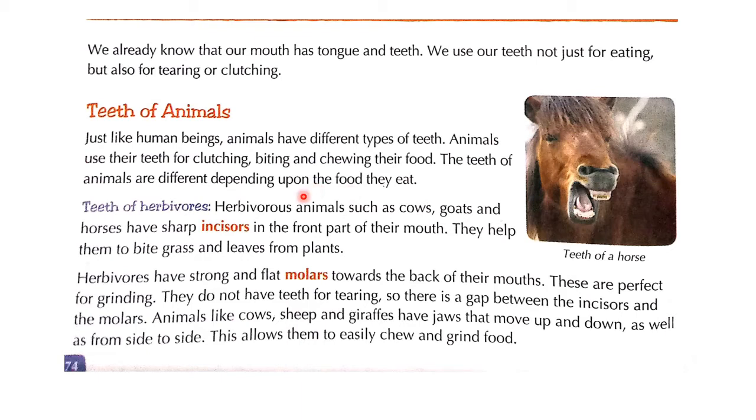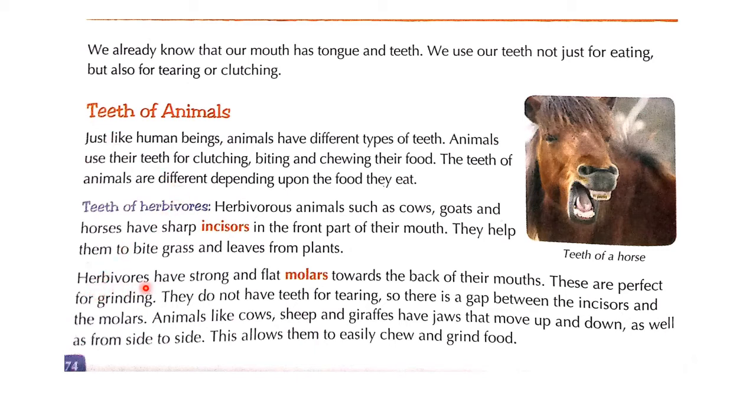Now first we will see the teeth of herbivores. Herbivorous animals such as cows, goats and horses have sharp incisors in the front part of their mouth. They have them to bite grass and leaves from plants. These incisors help them to bite the grass and leaves from the plants.